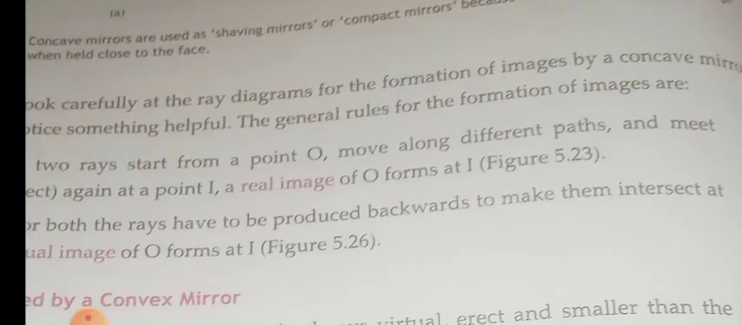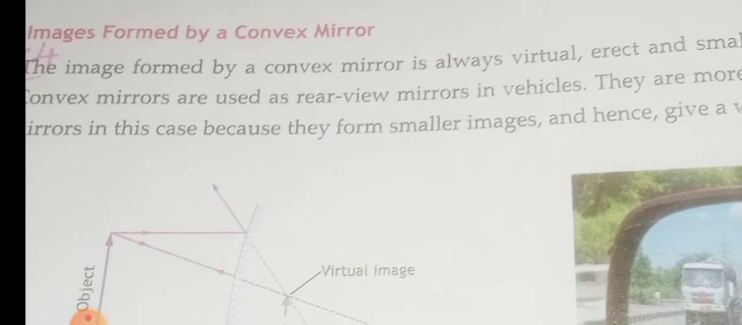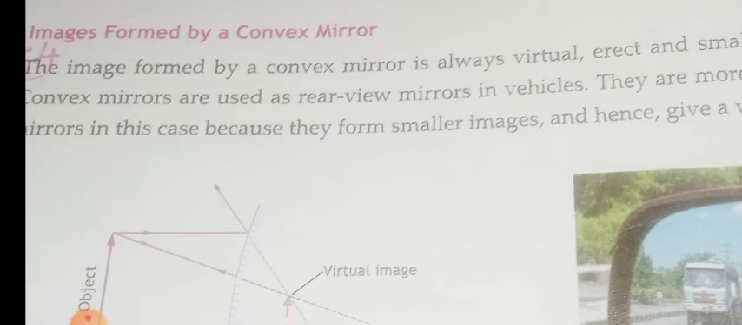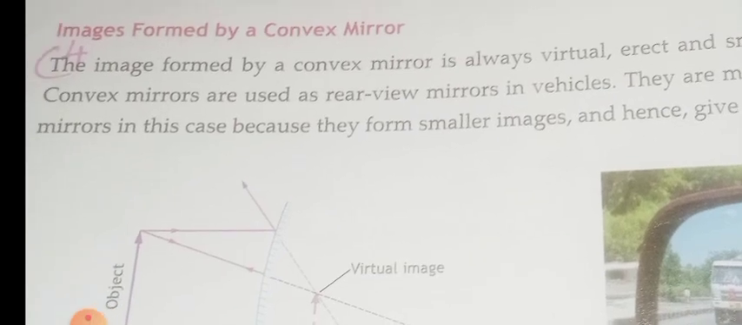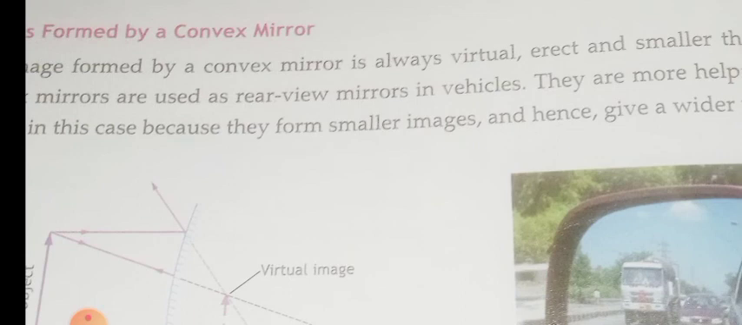So far we have discussed the images formed by the concave mirror, right? Now we are going to discuss the images formed by convex mirror. The images formed by a convex mirror are always virtual, erect and smaller than the object. Erect means straight. They won't appear upside down, and also they are smaller than the object.